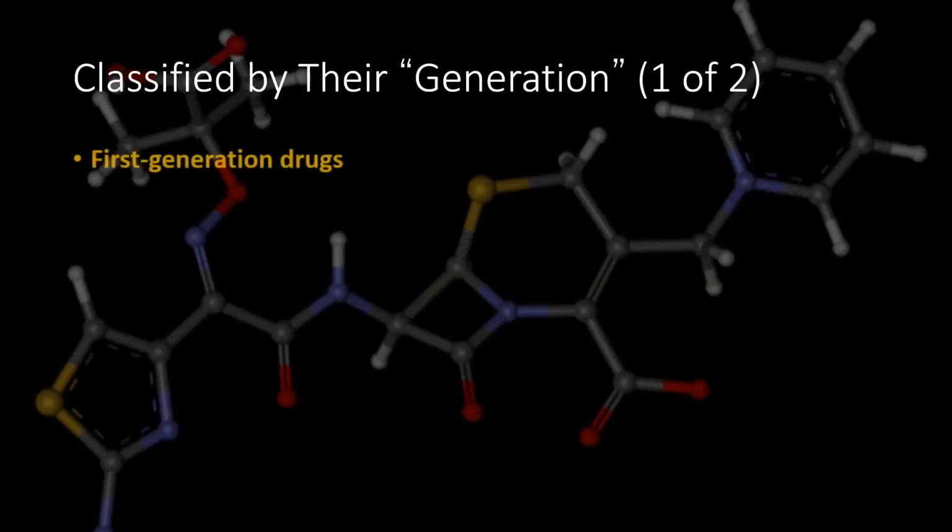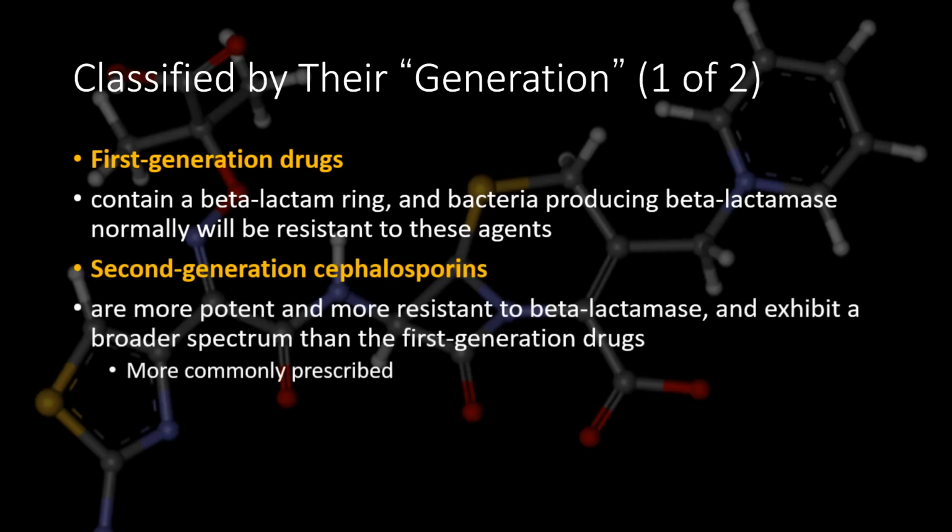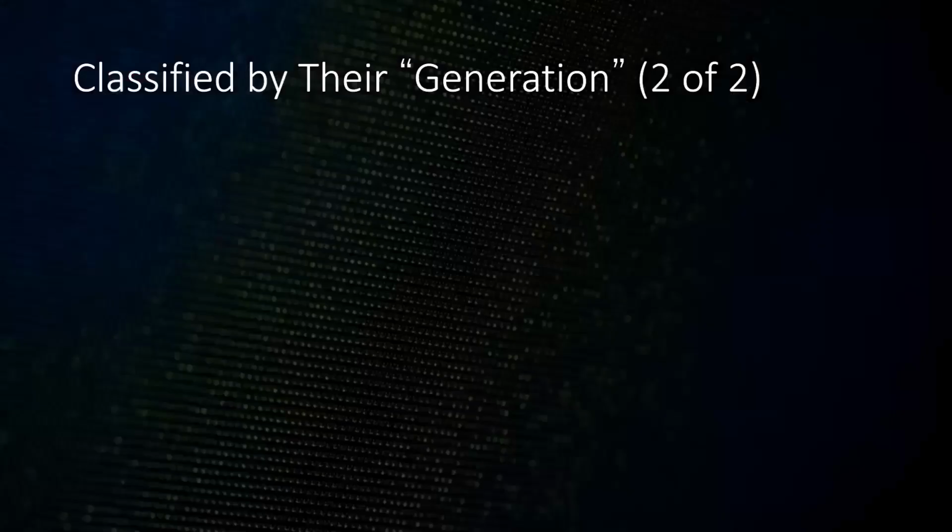The cephalosporins have the first generation, which contains the beta-lactam ring. Bacteria producing beta-lactamase will normally be resistant to these agents. The second generation cephalosporins are more potent and more resistant to beta-lactamase and exhibit a broader spectrum than the first generation drugs. They are more commonly prescribed drugs.